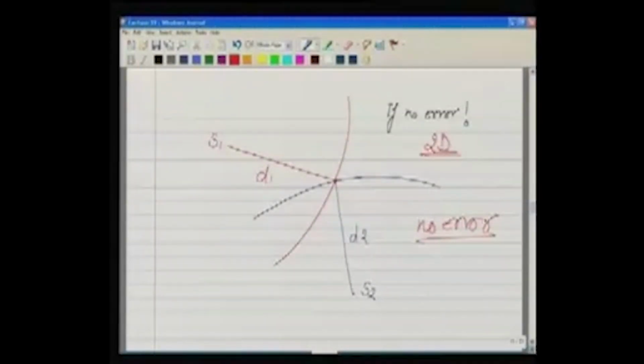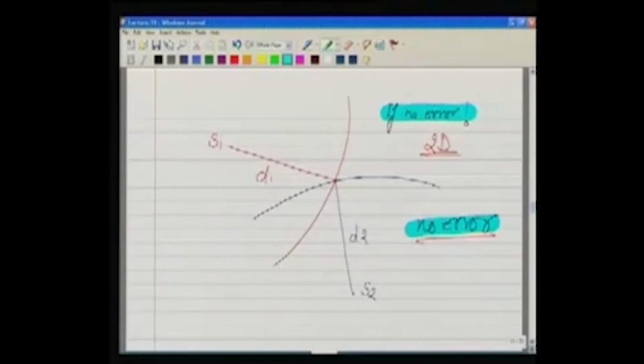in that case, this position will be fixed. As we can see here, we have taken the arc corresponding to S1 at a distance of D1, and similarly this arc about the point S2 at a radius of D2. So this will intersect exactly at this point if there is no error.